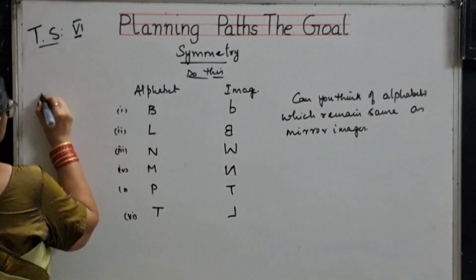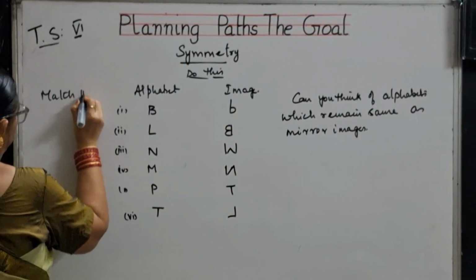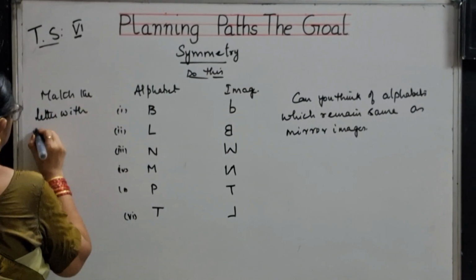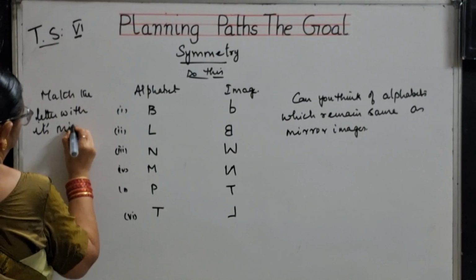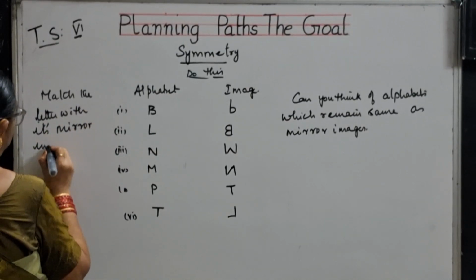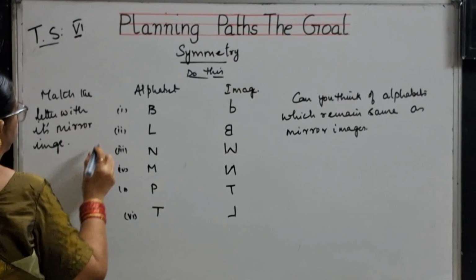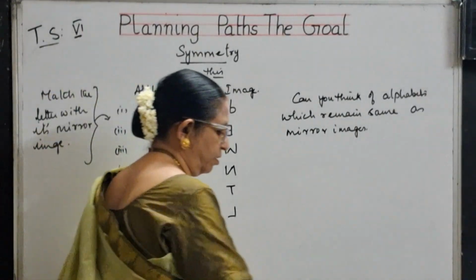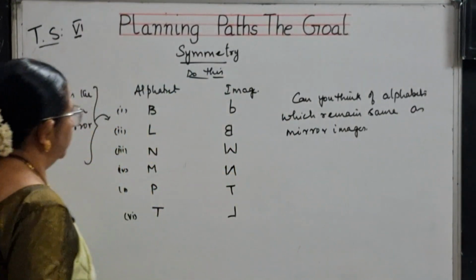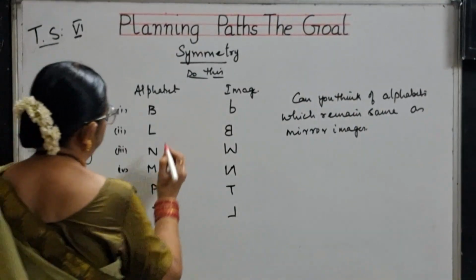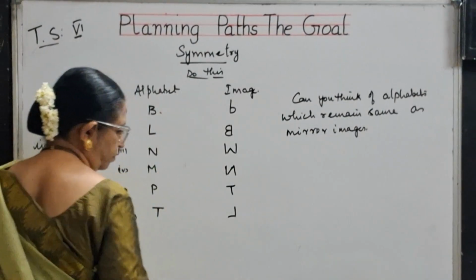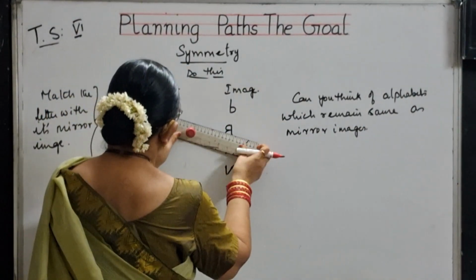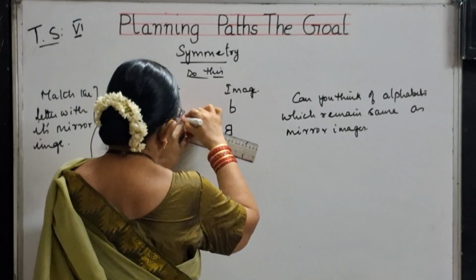Here the question is, match the letter with its mirror image. This is the question, children. This is the question that they are asking for this sum. So let us see. B. So you can match it, this B is this figure. These two are the mirror images.